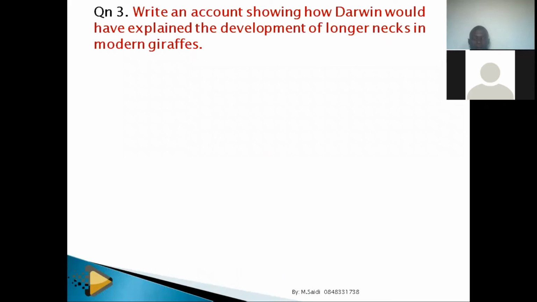When we come back, we are going to look at this question: write an account showing how Darwin would explain the development of the long neck in the modern giraffe. We saw how Lamarck used the use and disuse of structures and inheritance of acquired characters to explain that. But now Darwin used the concept of natural selection. Those with the favorable characteristics will survive, and those without favorable characteristics will die. So how did he use this concept to explain this?